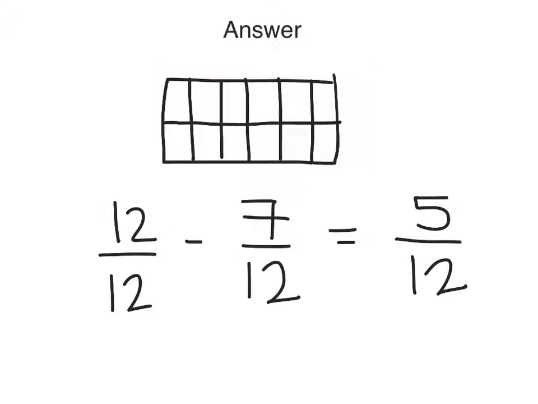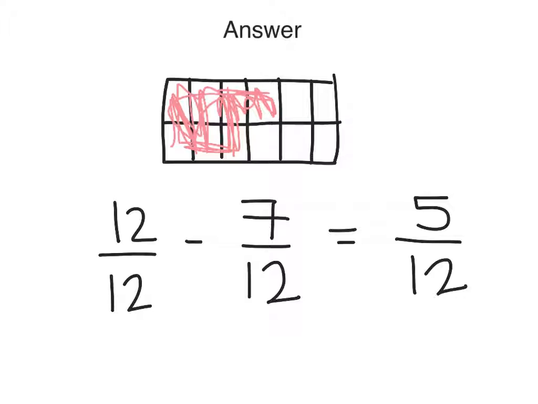Okay, so let's see how you did here. We drew out a picture again showing 12 total slices. So we write 12 out of 12 for our first fraction. Then he gave 7 total pieces away. So we shade in 7 pieces. So there's 4 and then 3 more.